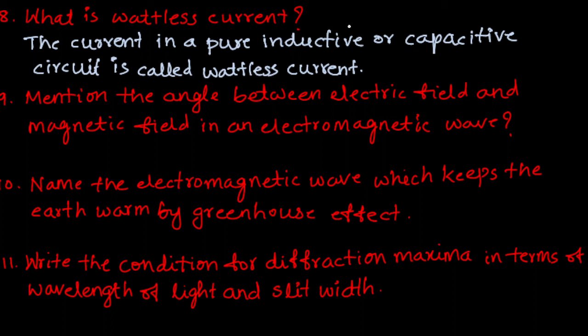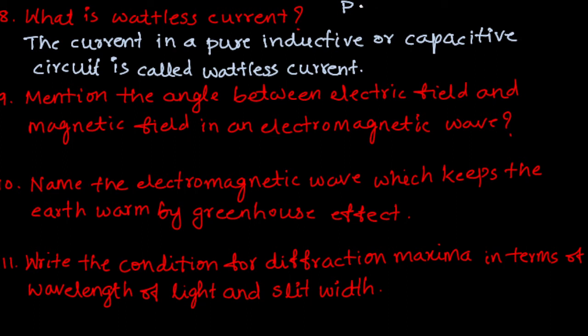Pure inductive circuit means a circuit containing only an inductor. Pure capacitive circuit means a circuit containing only a capacitor. So the current in a circuit containing only an inductor or only a capacitor is called wattless current. Why? Here watt is the SI unit of power, and you know the average power. This is for your additional information. This is the answer. If you write this much, you will get the marks. This I am giving you for your information.